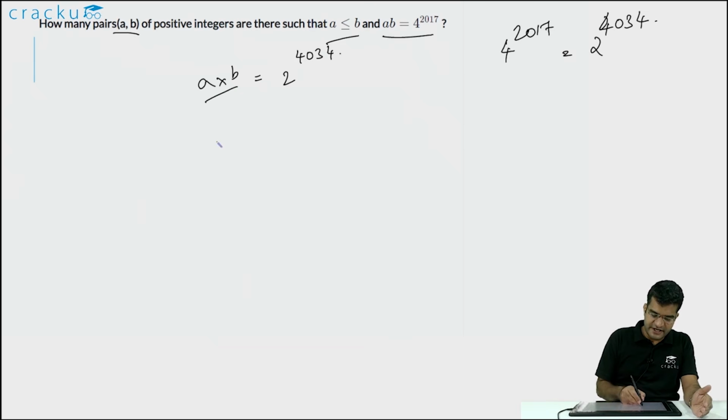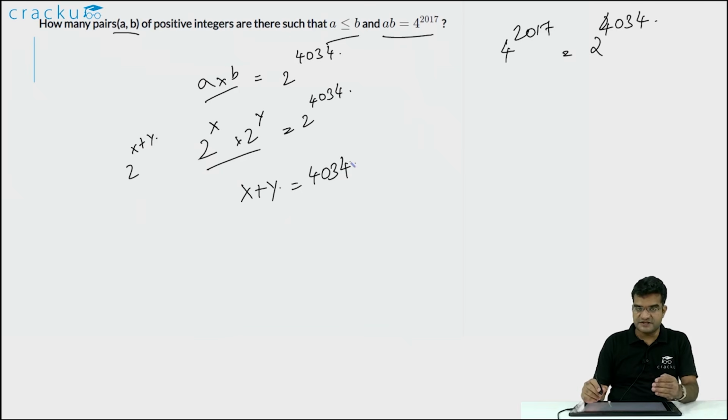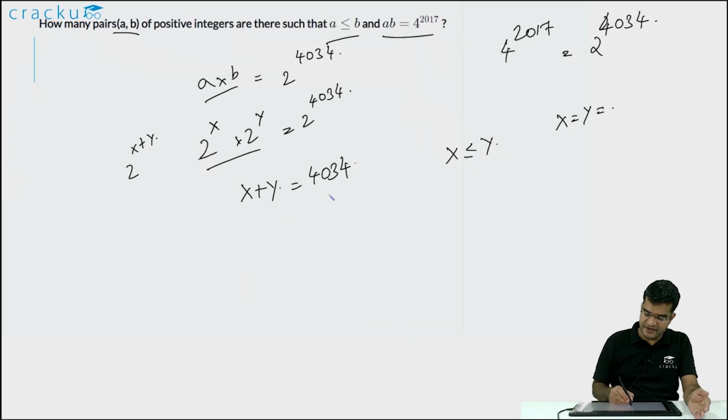So let us assume that a is equal to 2 to the power x and b is equal to 2 to the power y. So this equals 2 to the power 4034, or essentially x plus y, because 2 to the power x into 2 to the power y is equal to 2 to the power x plus y. So x plus y is equal to 4034. We are required to find out the number of solutions for this such that x is less than or equal to y. The only solution where x is actually equal to y will be if x is equal to y is equal to 2017.